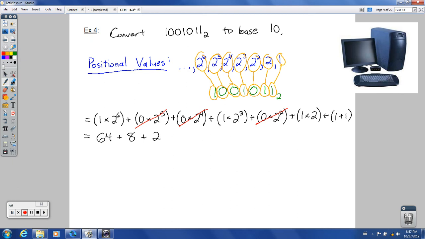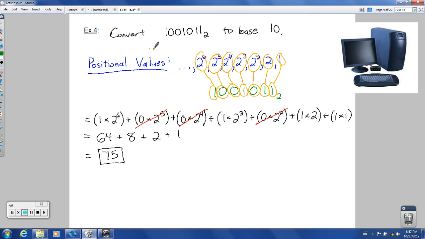That doesn't look very clear. Let me adjust that. So 1 times 1, that'll be different than 1 plus 1. So 1 times 1, we've got plus 1 here. So we add all these together. We've got 72, 74, 75. So my final answer, this number, base 2, becomes this number in base 10.